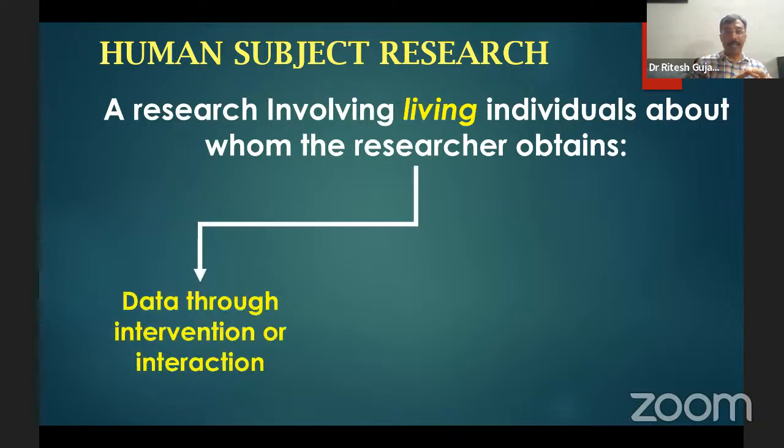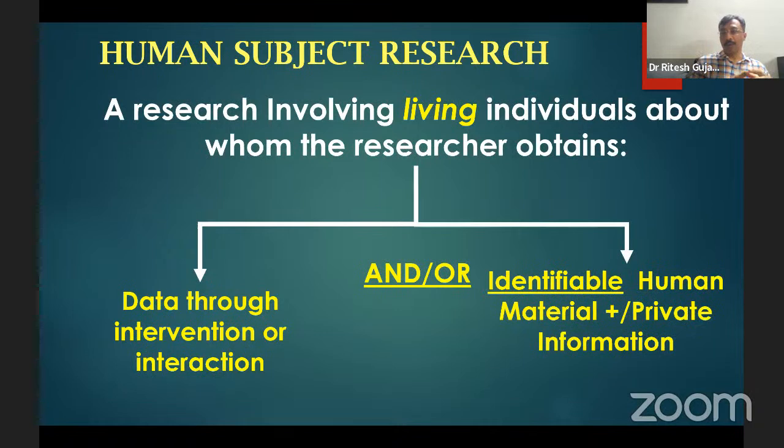First, the data through intervention or interaction. Mainly if there are only survey studies, then there will be interaction. Or if it is therapeutic intervention, then we'll be providing some kind of intervention in the form of medicine or in the form of various surgical interventions. And the second aspect is about identifiable human material or private information that we are going to collect while doing all kinds of research. So these two things are very important for the human subjects as well as for the researcher.